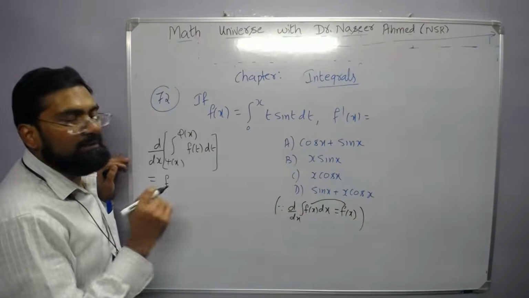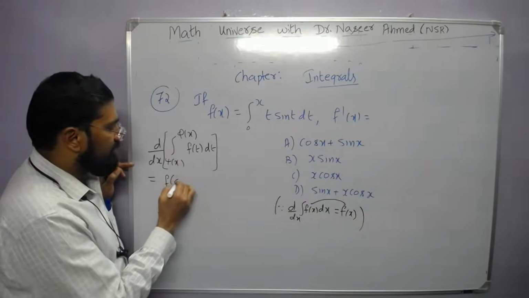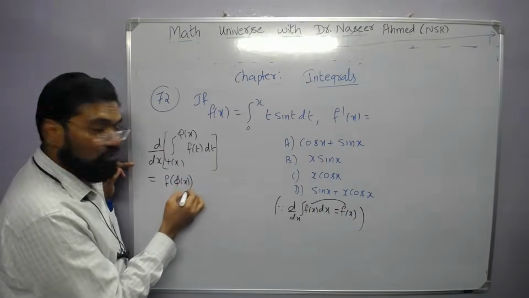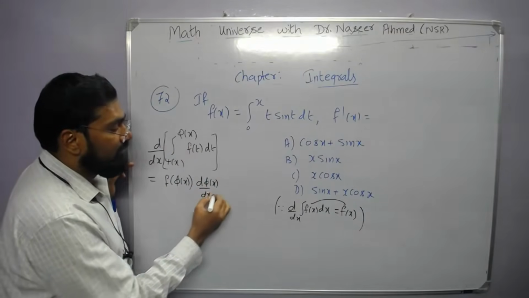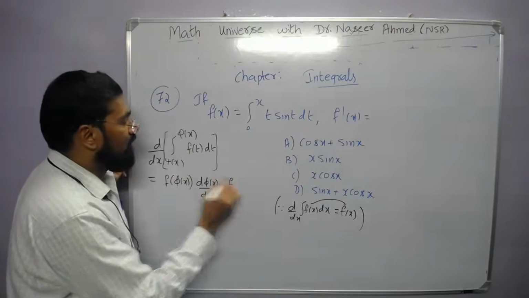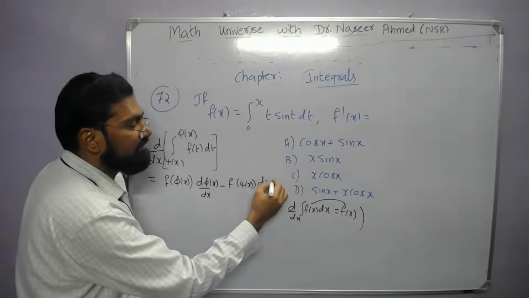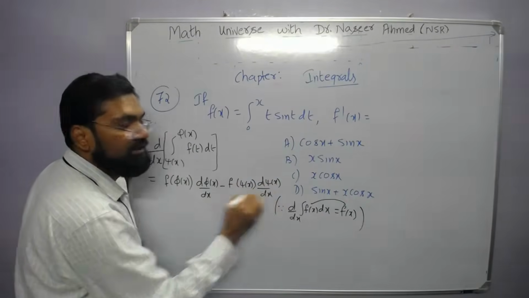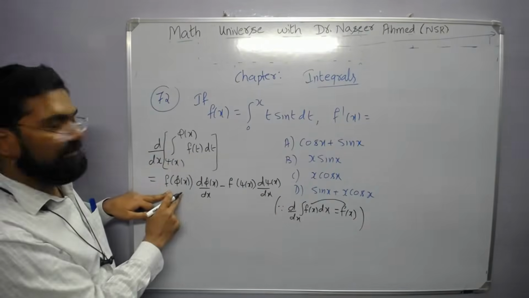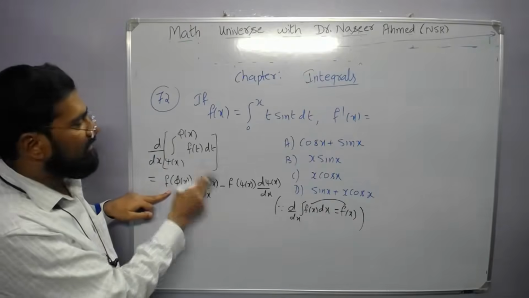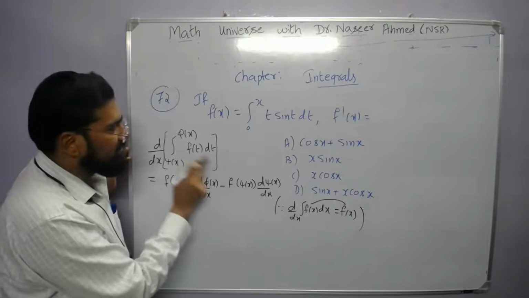But now here we have an upper limit and a lower limit. Then we say, in place of t, put the upper limit, that is phi of x, into the derivative of the upper limit, minus f of the lower limit psi of x into the derivative of psi of x. That's it. So in short, write f with the upper limit in place of t, into the derivative of the upper limit, minus f with the lower limit psi of x substituted in place of t, times its derivative.